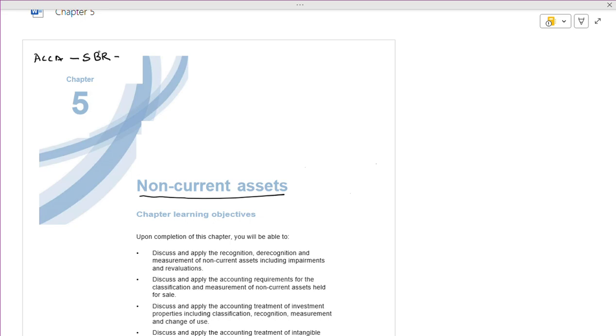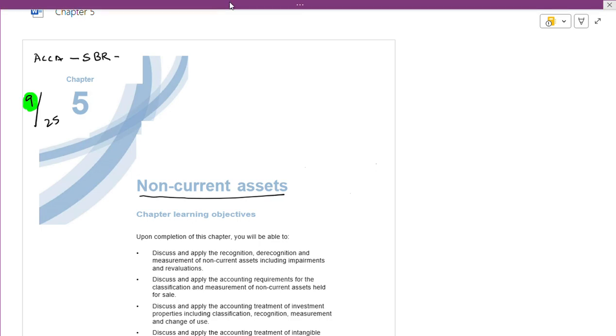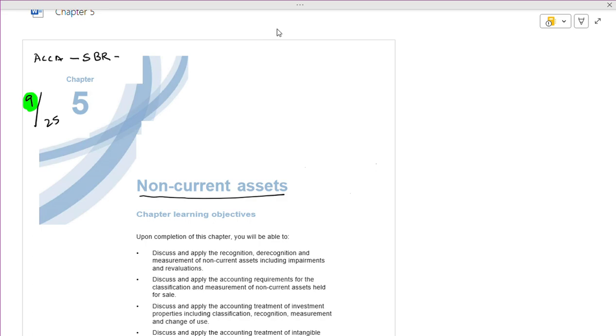This series is number 9. This 9 is in sequential order, 9 by 25. The 25 will change as we increase it, since 25 is the most probable total number of videos we are going to have. But the most important thing is that this is series 9, in this SBR section.